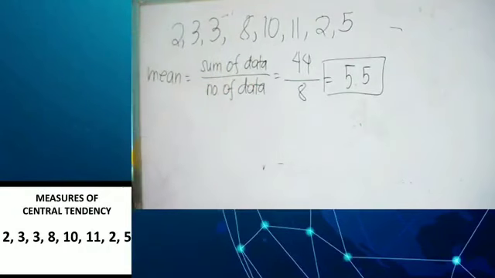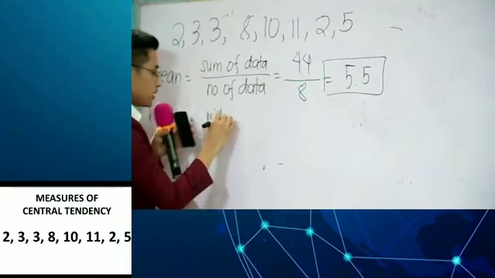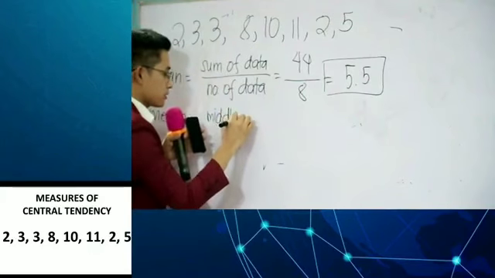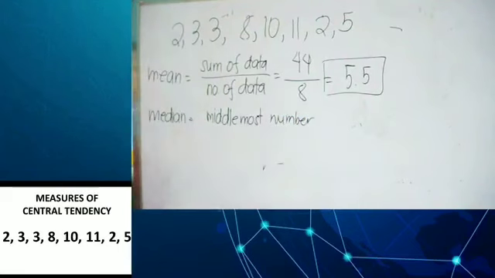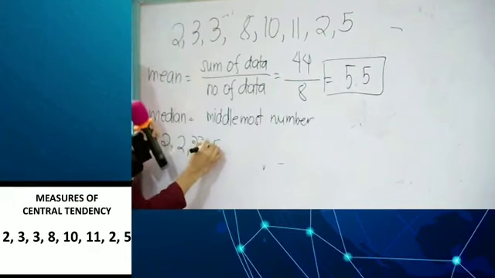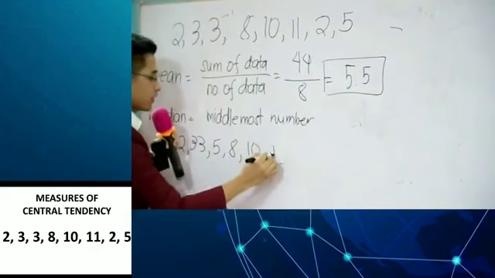How about the median? Okay, si median po is the middlemost number in the set of data. Tandaan nyo lang median, middlemost number. Okay, so the first thing that you have to do in finding the median, you have to arrange the data into ascending order or descending order. Sige, let's use ascending order na lang. So, 2, 2, 3, 3, 5, 8, 10, 11. Okay?